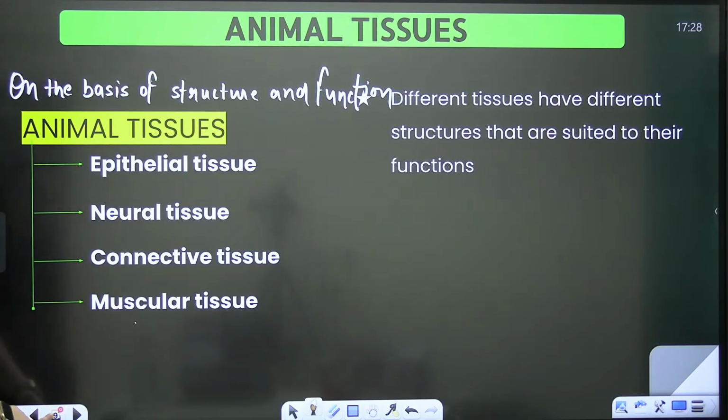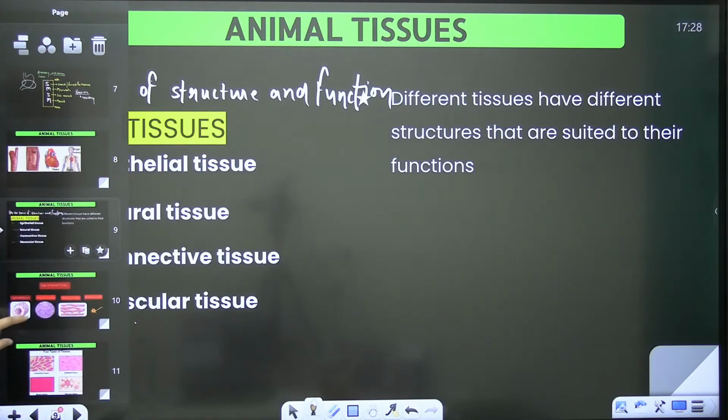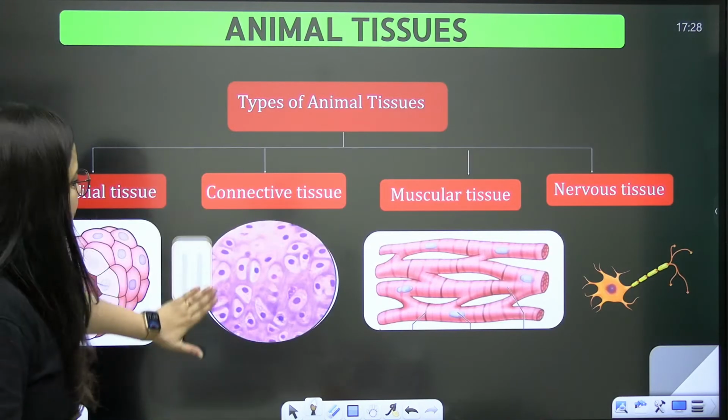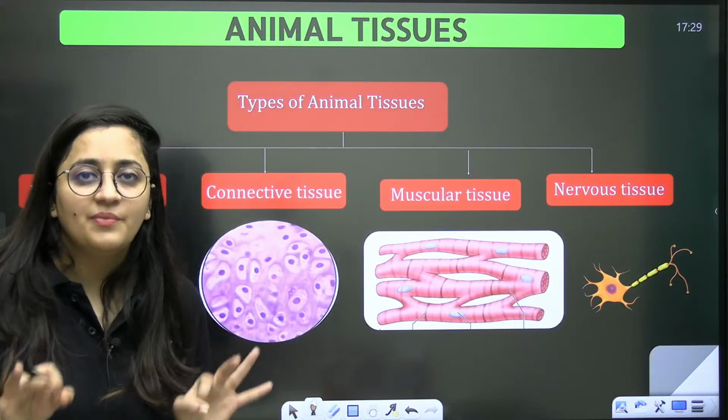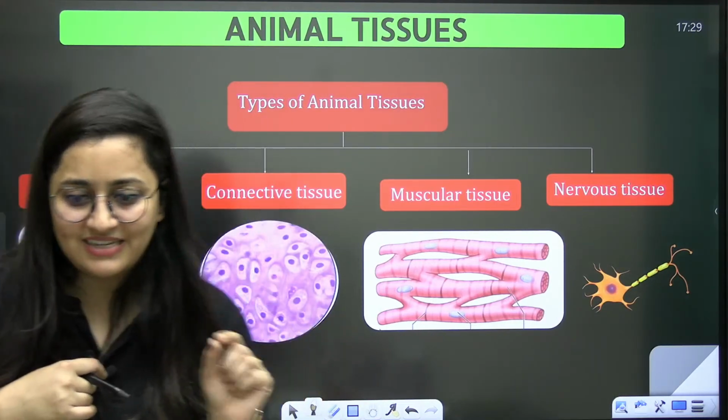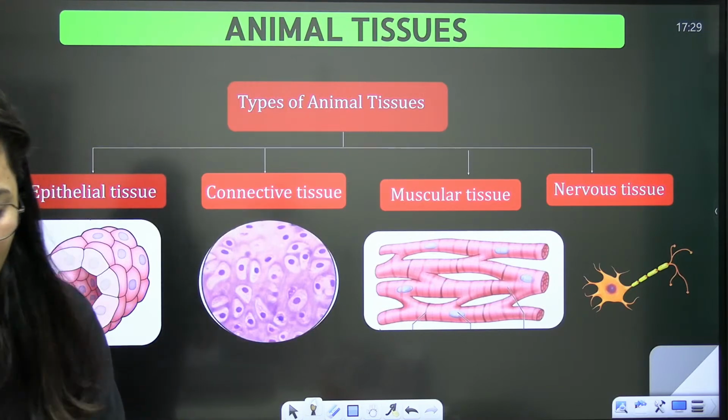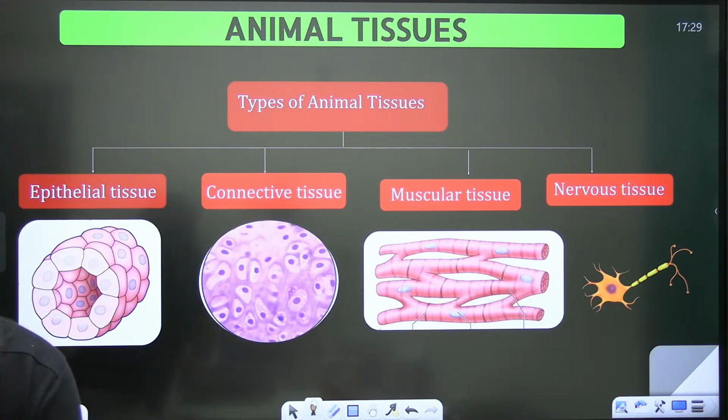This is what we need to study and revise today, on the basis of structure and function. Please take a note of it and just give me one minute, okay? Then I'll start.